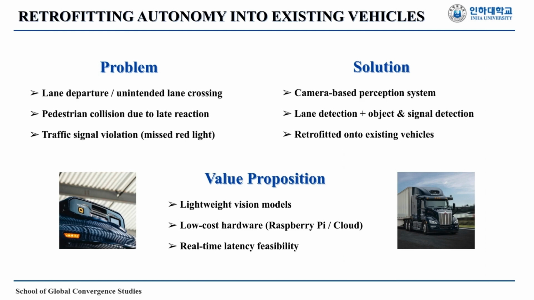There are a lot of scenarios where car accidents include unintended lane crossing or pedestrian collision due to late reaction, and sometimes even missed red lights. So the obvious solution might be a camera-based perception system built into our car, with lane detection and object detection, all retrofitted on existing vehicles.